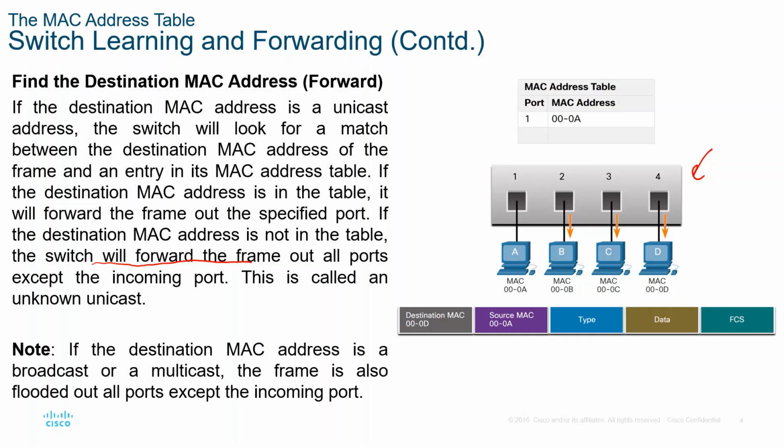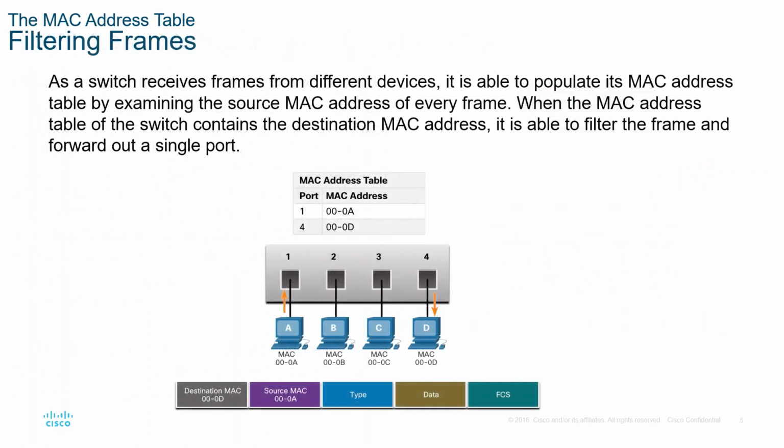Now, as a switch receives frames from different devices, it is able to populate its MAC address table by examining the source MAC address of every frame. When the MAC address table of the switch contains the destination MAC address, it is able to filter the frame out of a single port.